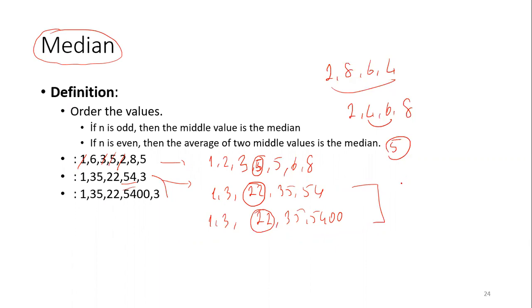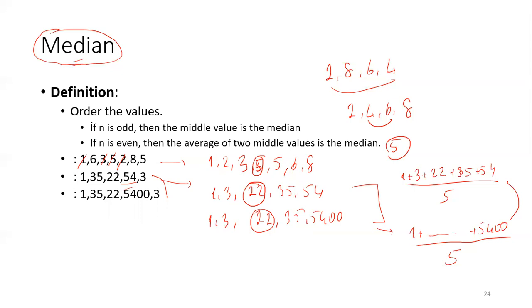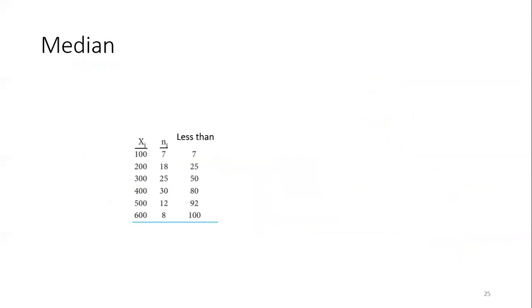But if you just take the arithmetic mean, then the average here is 1 plus 3 plus 22 plus 35, sorry, plus 54 divided by 5. And how about this? This is 1 plus dot dot dot, not 54, but now 5,400 divided by 5. You see the difference between the means, okay? So the mean just changes by in the order of 1,000. So there is a great difference in terms of the mean, but there is no difference in terms of median. So we say that, well, median is an insensitive average, whereas mean, the arithmetic mean, is a sensitive average.